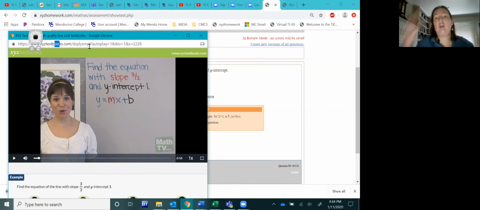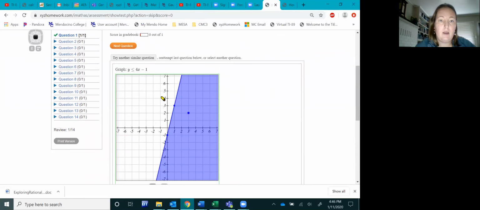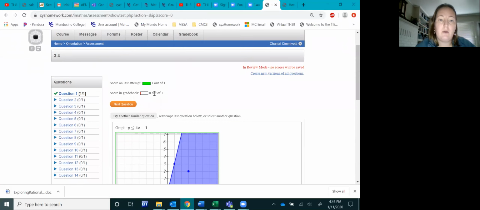And if I test 0, 0, is 0 less than 4 times 0 minus 1? So is 0 less than or equal to -1? No. So 0, 0 is not a solution. So I'd touch down anywhere on this side. And now it's not toggling back. Well, there's the answer, but I can hit submit and it would give me the credit for that. Okay, and it says score in gradebook because again, I'm just in the review mode. That's why it's saying 0.